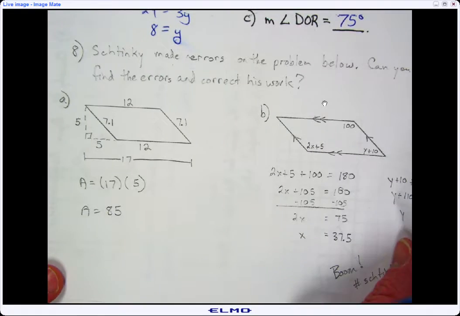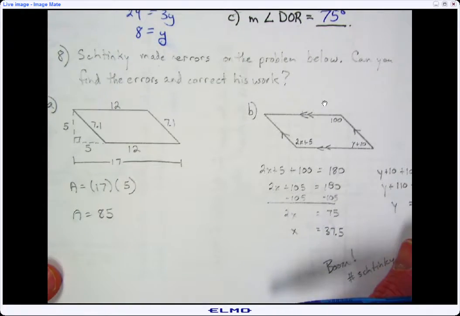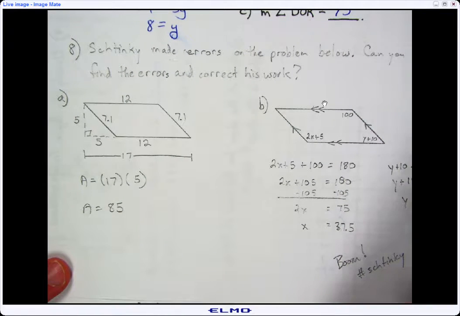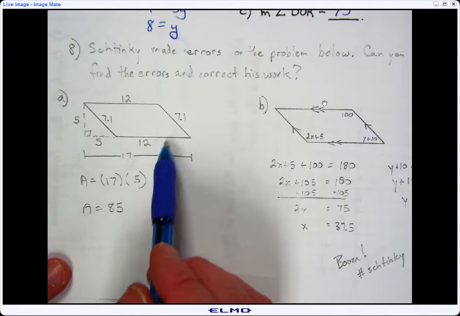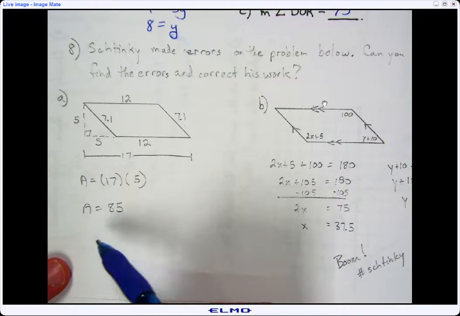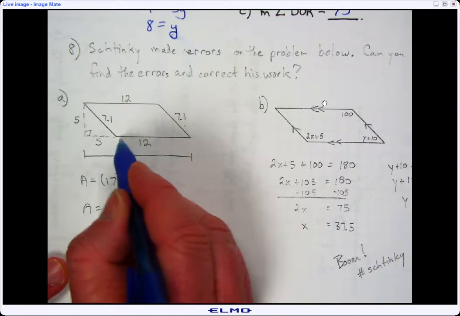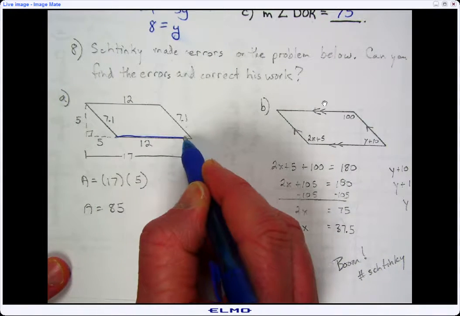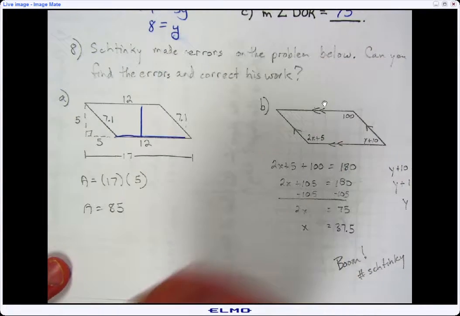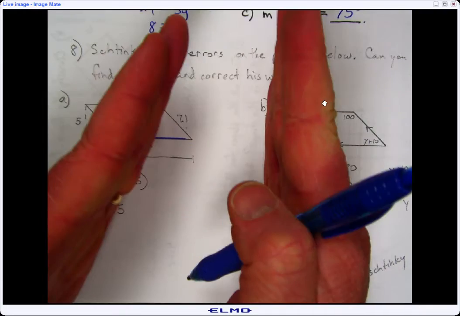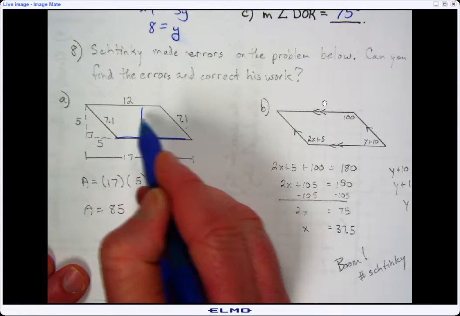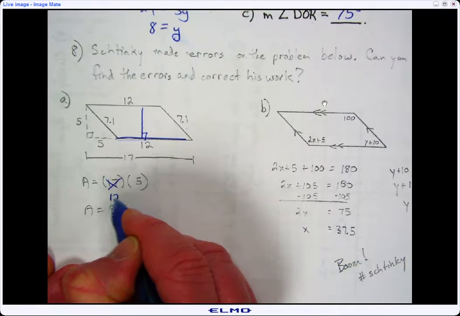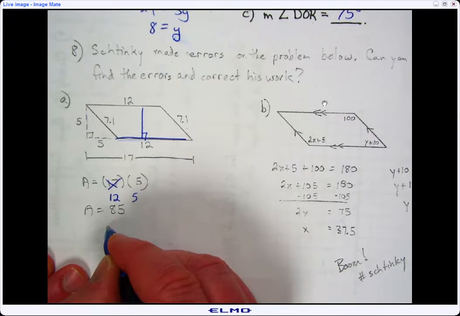Stinky made errors on the problem below. Can you find the errors and correct his work? So we have opposite sides equal, so it's a parallelogram. Area is base times height. Again, I like to draw the base and the height like that. Let's pretend it was standing straight up as a rectangle. Base is 12, and the height is 5. So the answer should have been 60.